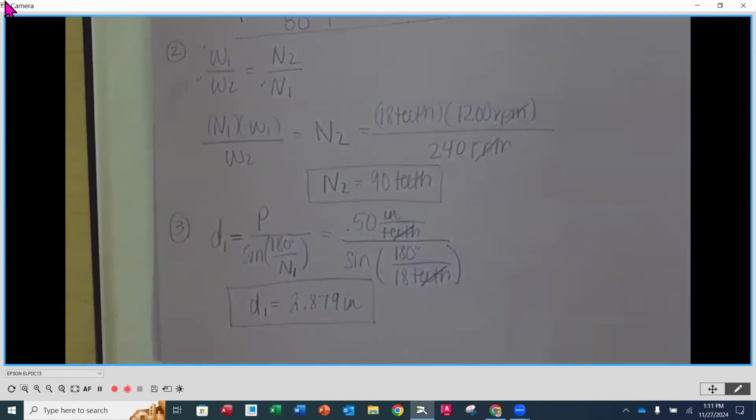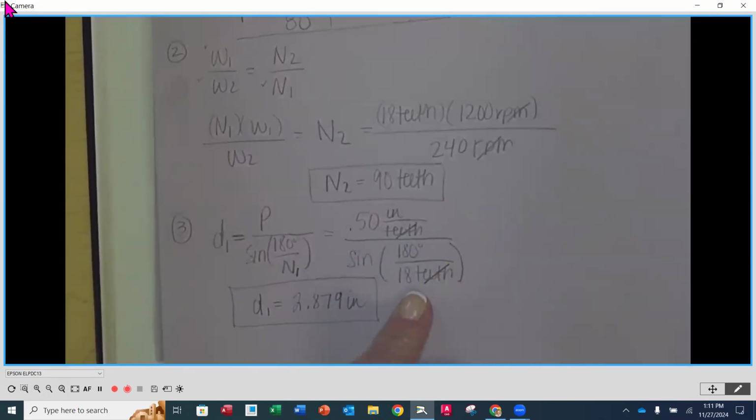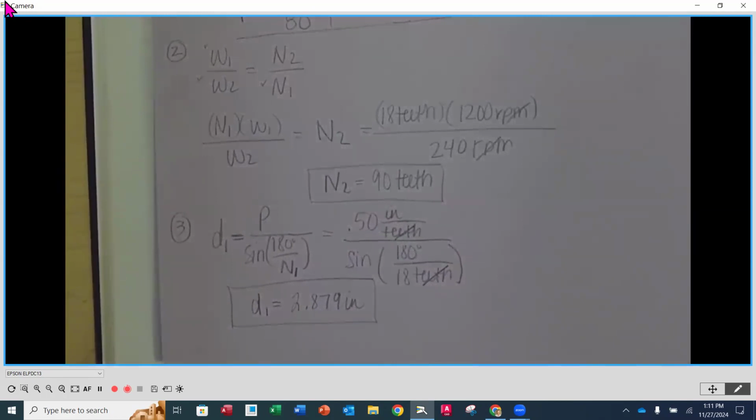Now, this is where it's important. I don't know how your calculator works, but Chris, yes, you got the same answer as I did. 2.879. Be sure that you can get this. How I did it on my calculator, I took 180 divided by 18, and then I took the sine function. I don't know how that works for you. And then I took that number and divided it into 0.5, and you should get 2.879 or 2.88 like Chris and Ben did virtually, okay? Make sure you can get that.